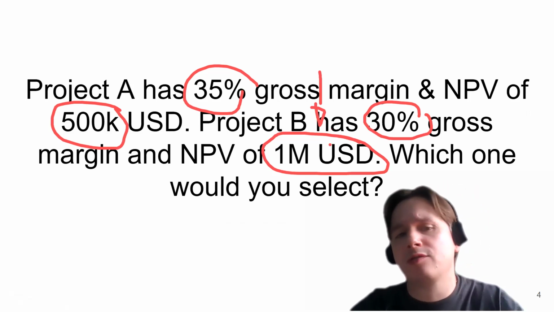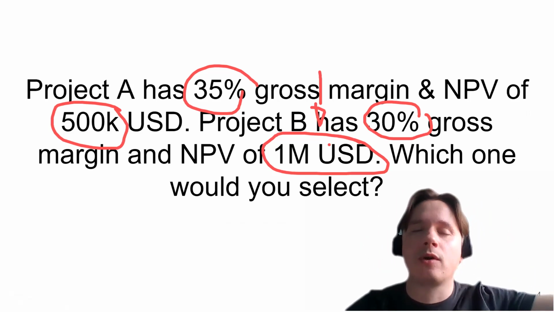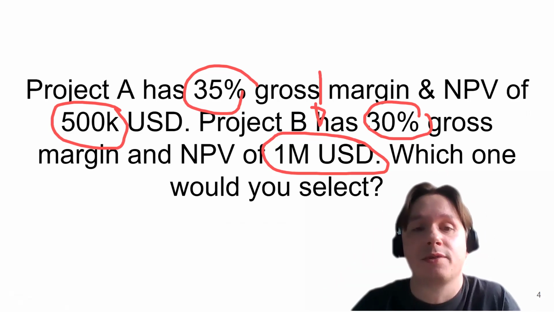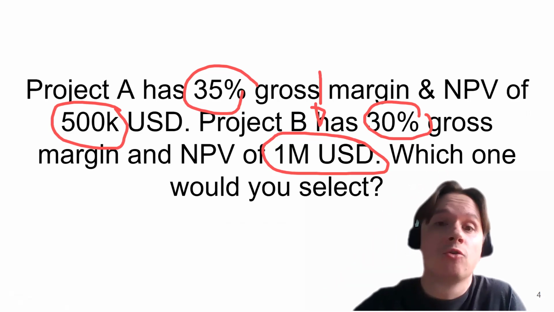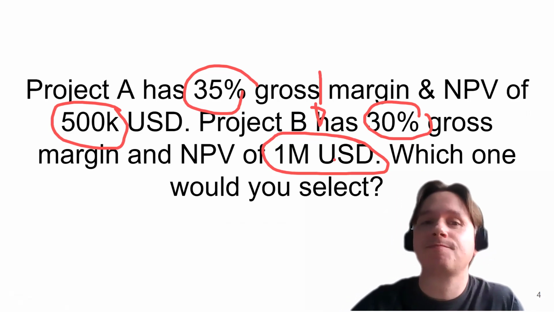NPV, if you do not know, stands for net present value. I'm not going to explain this in detail. I have other videos or other content explaining that, but NPV stands for net present value. So you are going to select for the higher NPV, right?